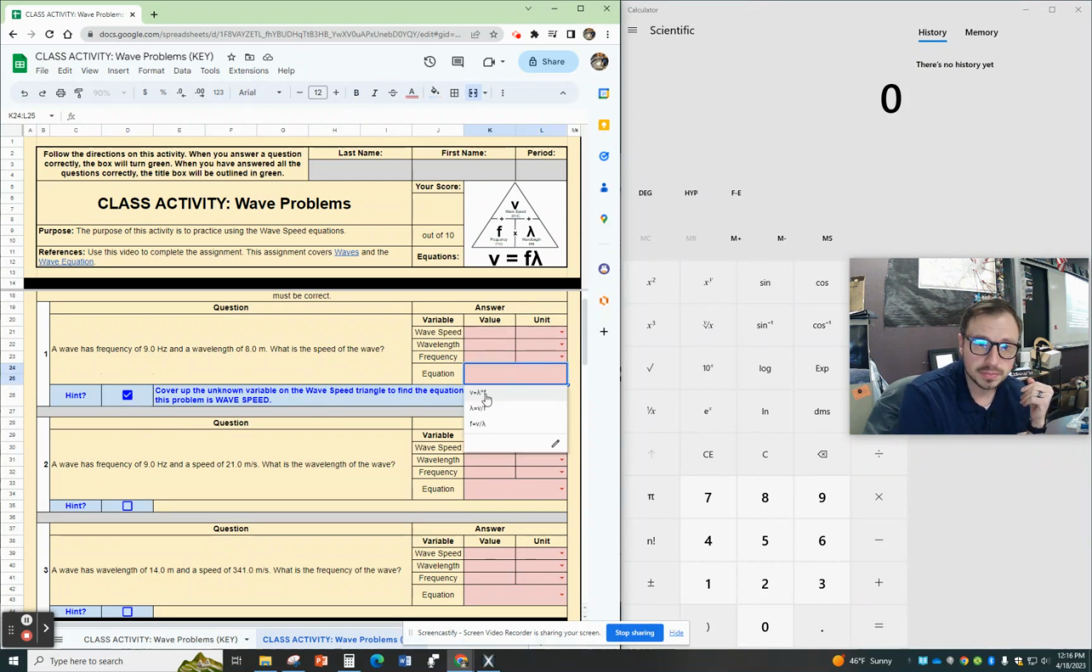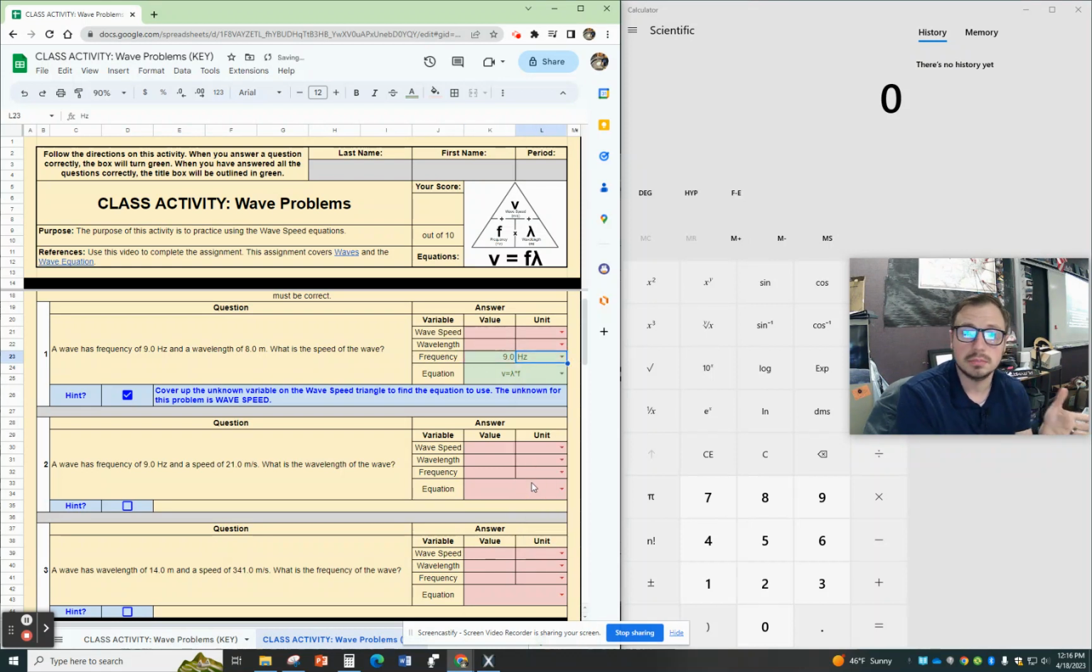So I can come in here and the wave speed, it's wavelength times frequency, either or. So now I know what equation that I'm going to be using, right? Because it turned green, great. I'm already set up for success here. Now I can come in here and I can plug in what I know. So the frequency is going to be 9, and the unit is hertz, right? So great, it turned green. Now I know that's correct.